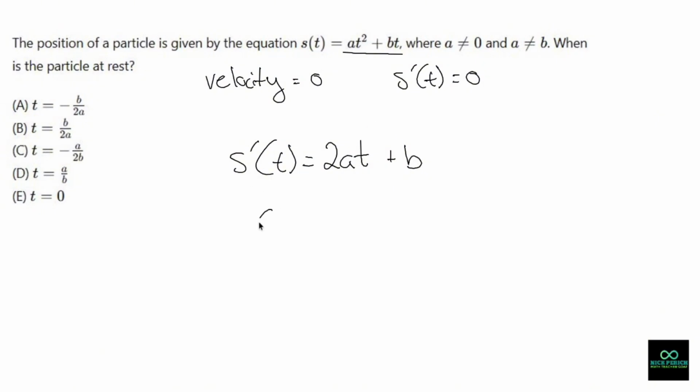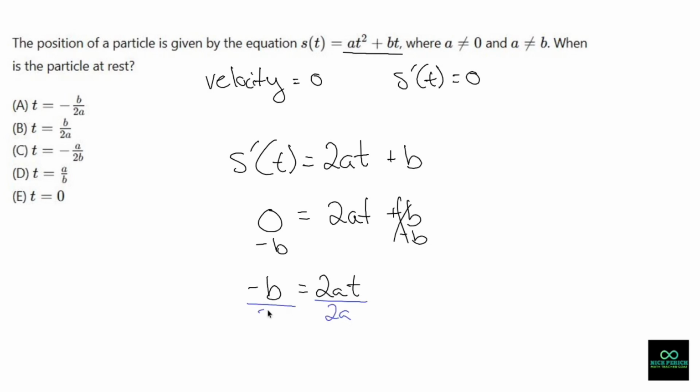Now, if I take that and set it equal to 0 and solve for t, it's basically a literal equation. So we would subtract b from both sides, so negative b equals 2at. Divide both sides by 2a, and t is going to equal negative b over 2a, which looks like u. So a weird problem, a strange problem, but not that bad.